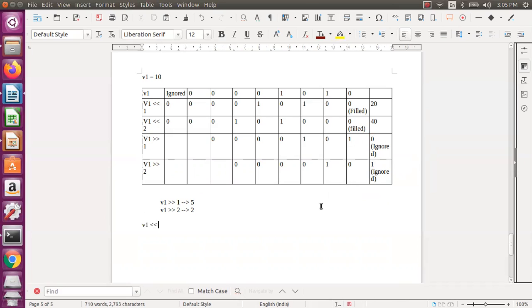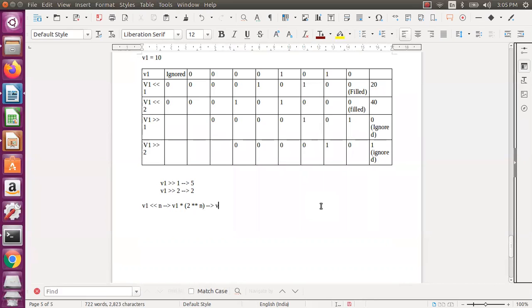So whenever you are doing left shift n number of times, it is a very simple formula, v1 into 2 power n actually. So we need to do it like this. v1 is 10 in our case. And if we are doing v1 left shift 2, what we will be doing is 10 into 2 power 2. So 2 power 2 is 4, 10 into 4 is 40 actually. So that's what it becomes.